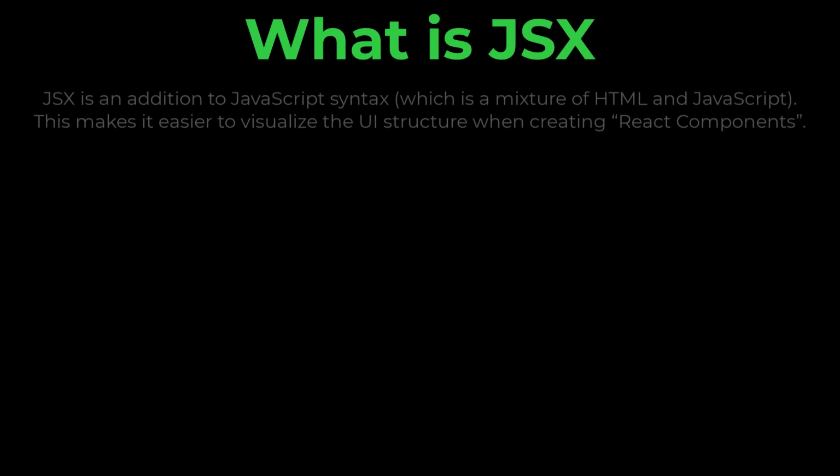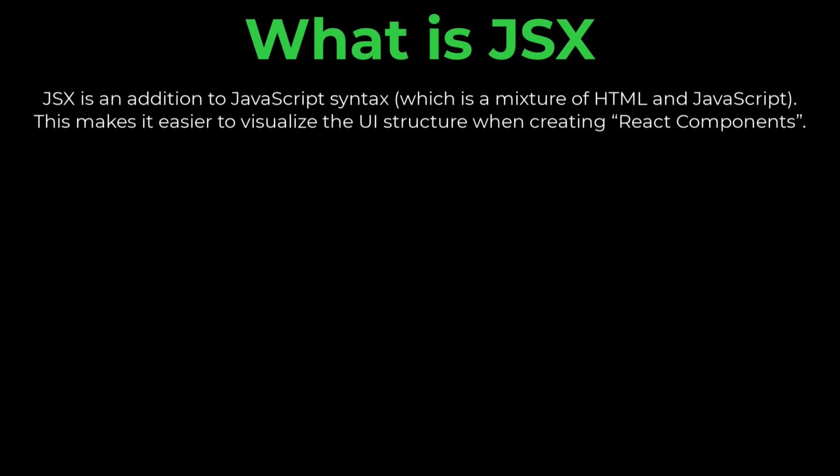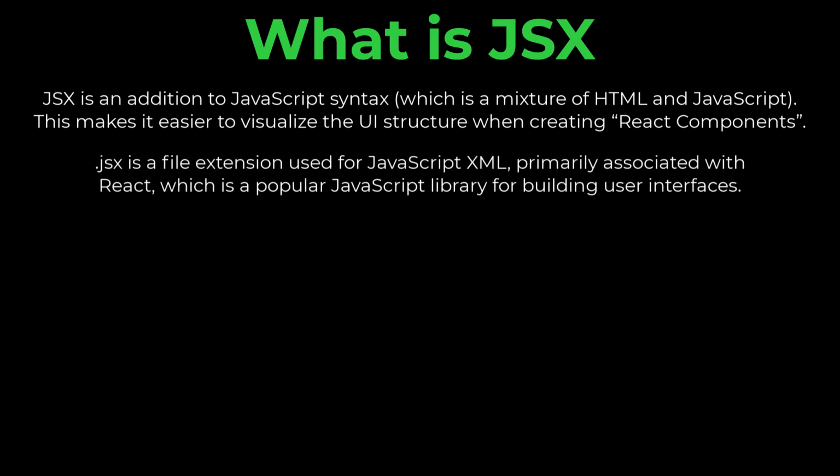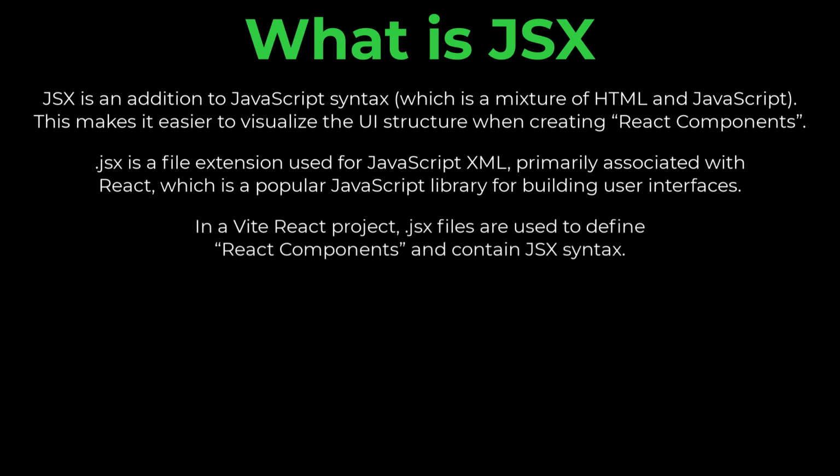What is JSX? JSX is an addition to JavaScript syntax, which is a mixture of HTML and JavaScript. This makes it easier to visualize the UI structure when creating React components. .jsx is a file extension used for JavaScript XML, primarily associated with React, which is a popular JavaScript library for building user interfaces. In a Vite React project, .jsx files are used to define React components and contain JSX syntax.